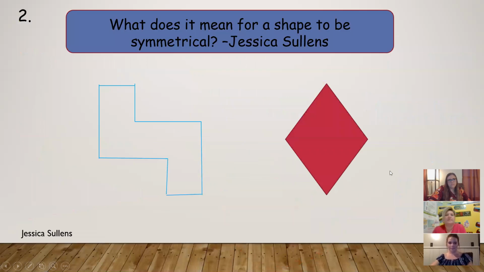So Jess, what does it mean for a shape to be symmetrical? Well, like you were saying, for a shape to be symmetrical, it has to have one line of symmetry. And what that means is we could draw a line through a shape, just like you said, and it would be the same on each side. So we've got two shapes here. This one's a kind of wonky looking shape over here. And if we look at it, it looks like, oh, maybe we could fold this and our corners match. But we can't.